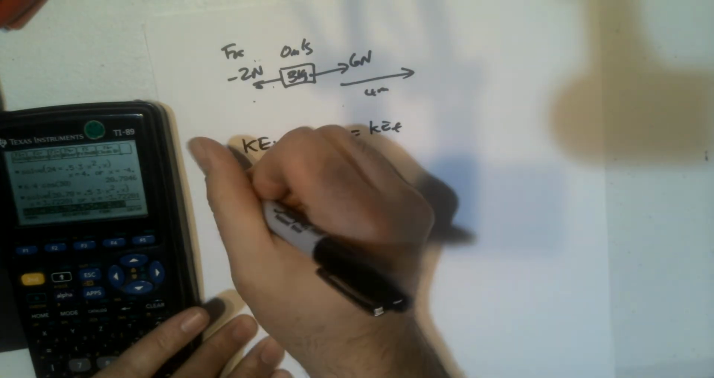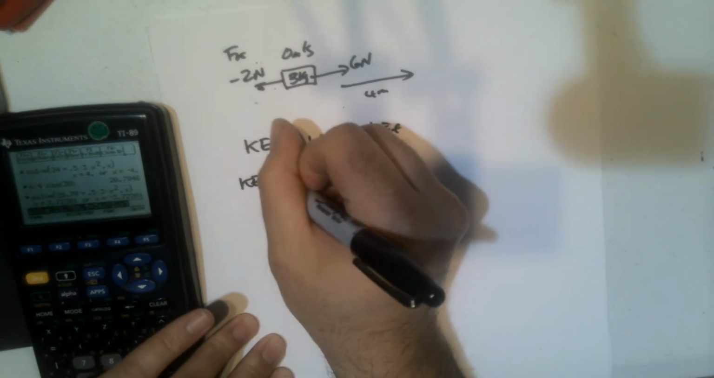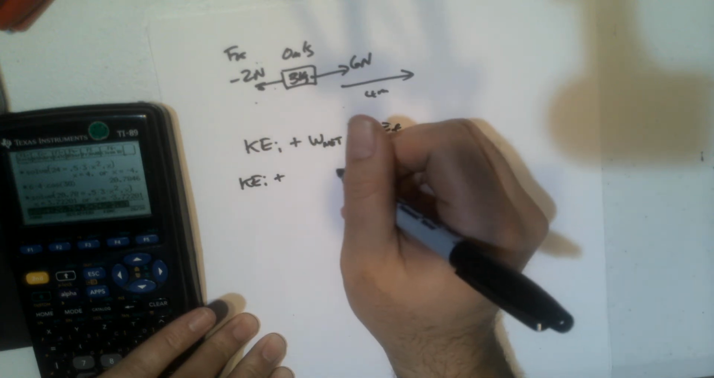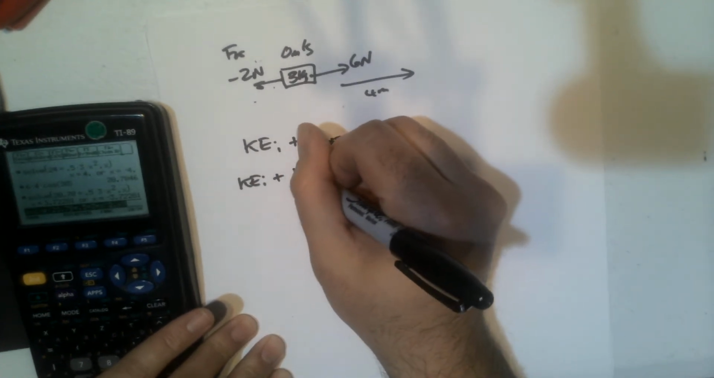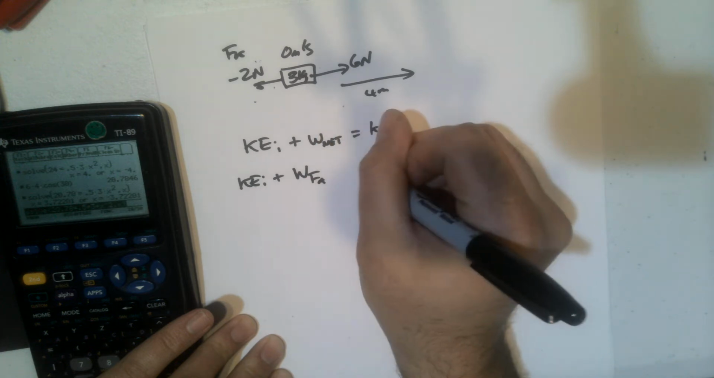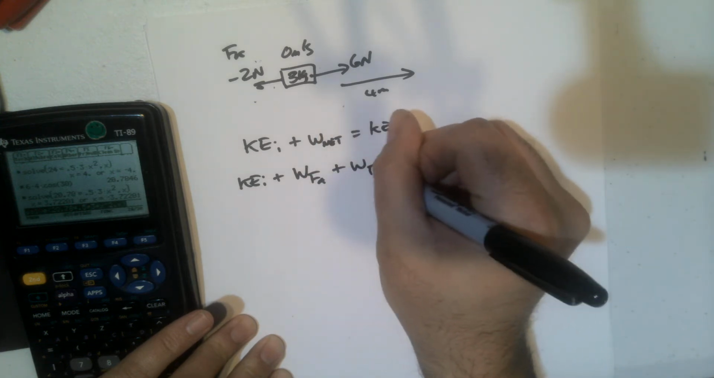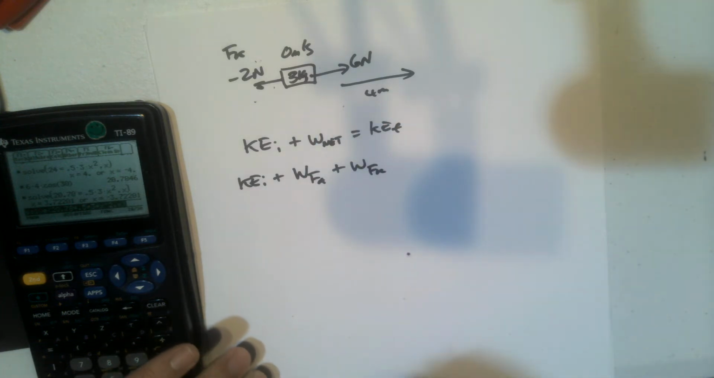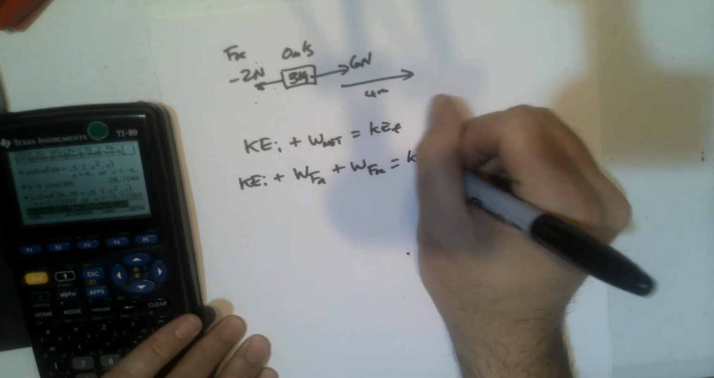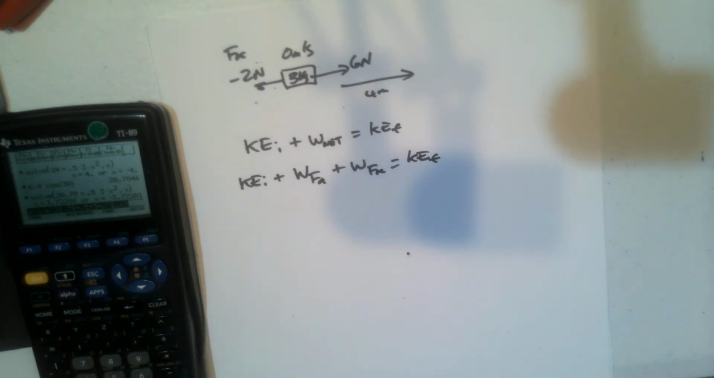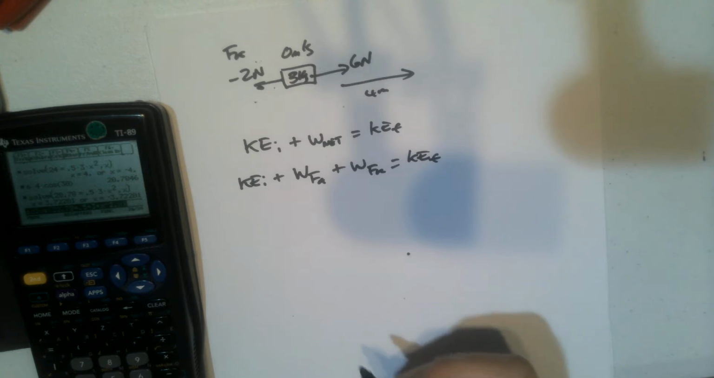That's an option. You can also say, all right, well, we'll have a work term for each of these forces here. So I could have a work from the applied force of 6 newtons and a work from the force of kinetic friction as well. Two separate things doing the work, and they're both going to change the energy. And it's still going to give us a final kinetic energy.